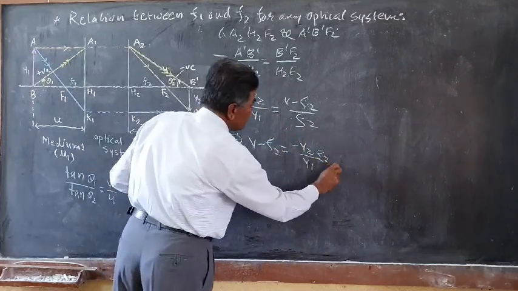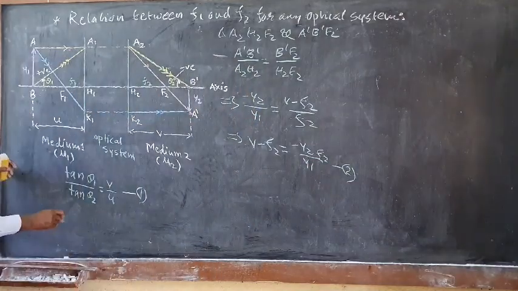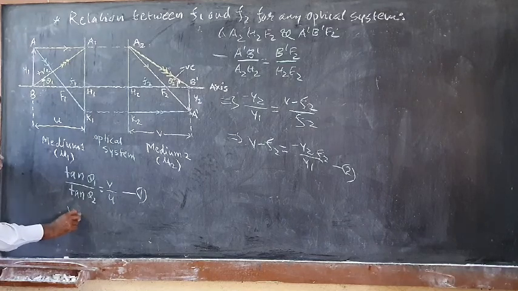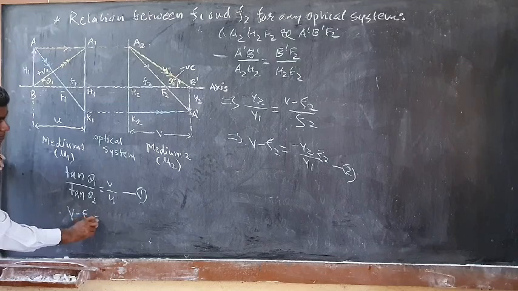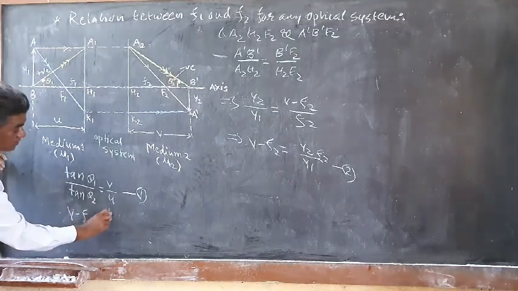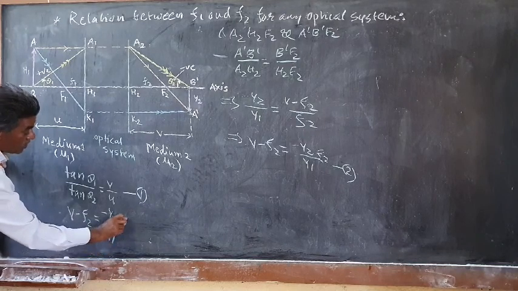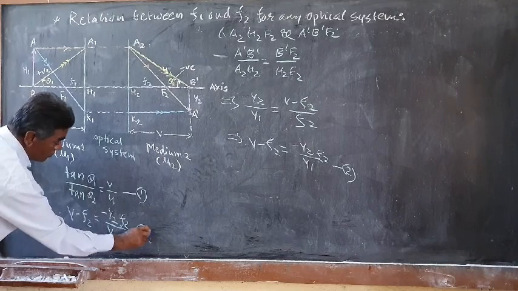So this is the next equation, equation 2, which is useful in the next portion of the derivation: v minus f2 is equal to minus y2 divided by y1 into f2. So this is equation number 2.